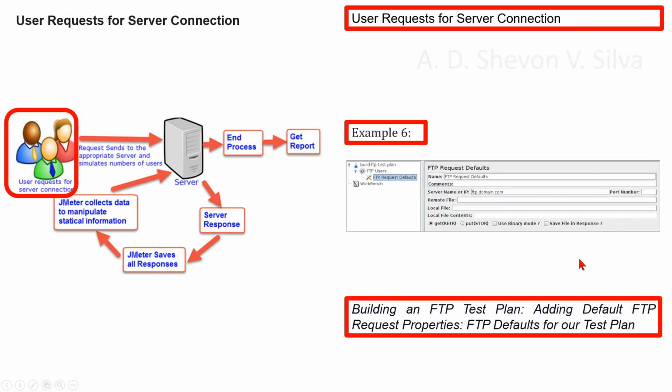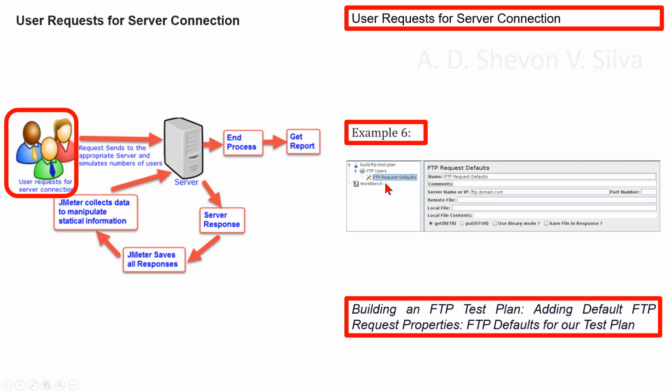Now we are considering adding default FTP request properties in building an FTP test plan. Here you can see the defaults for our test plans. Now, after defining the users, it's time to define the task that they will be performing. Here you will specify the default settings for your FTP request, and then you will add FTP request elements which use some of the default settings you specified here.